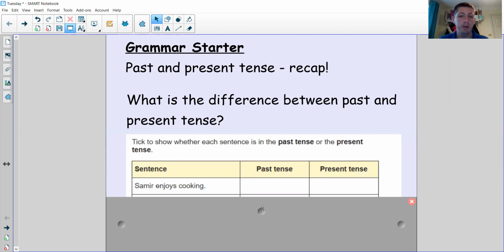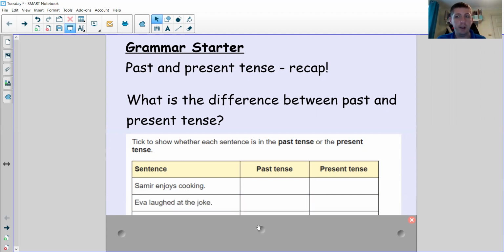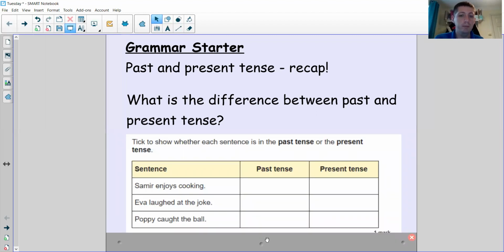Samir enjoys cooking. Would you tick past or present? Eva laughed at the joke. Past or present? Poppy caught the ball. Past or present? So let's tick the right answer now.